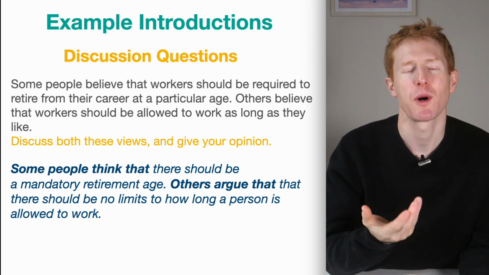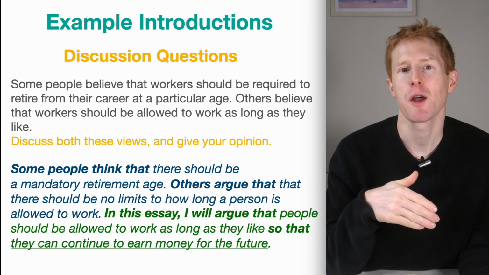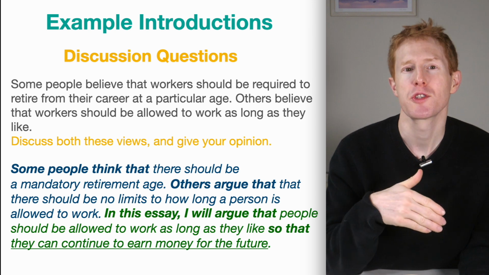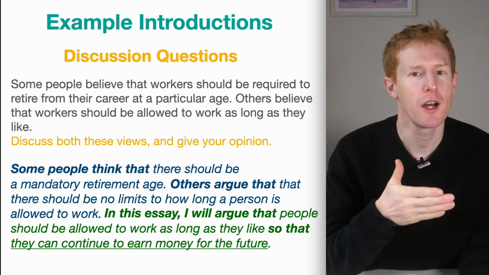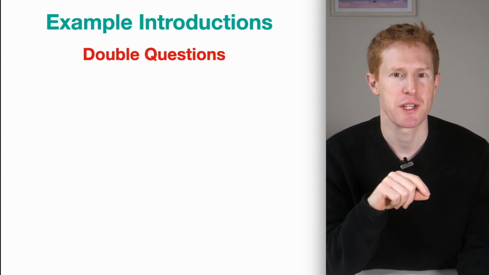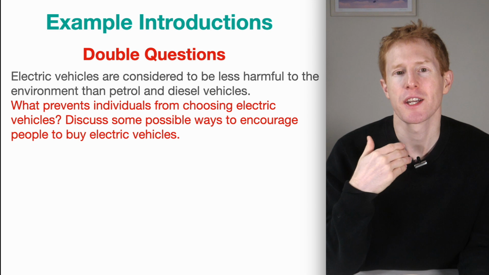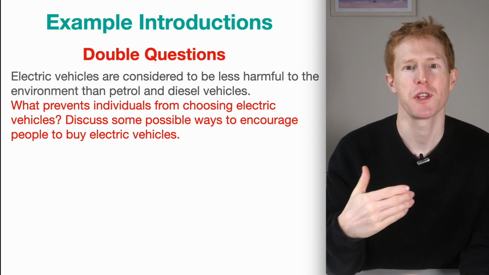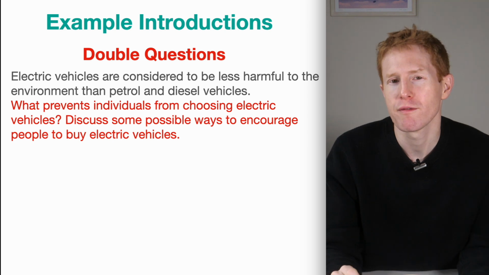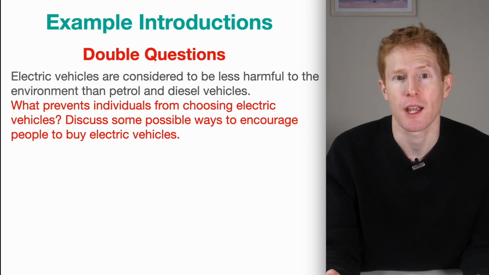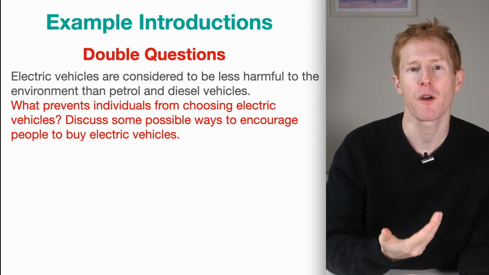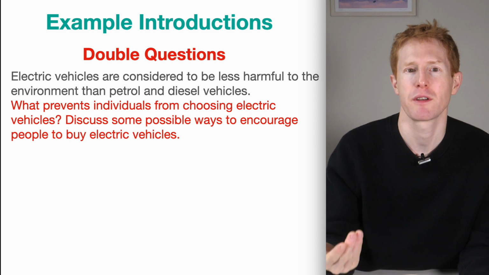And now let's respond to the question. In this essay, I will argue that people should be allowed to work as long as they like, so that they can continue to earn money for the future. Let's now look at a double question. Electric vehicles are considered to be less harmful to the environment than petrol and diesel vehicles. What prevents individuals from choosing electric vehicles? Discuss some possible ways to encourage people to buy electric vehicles.